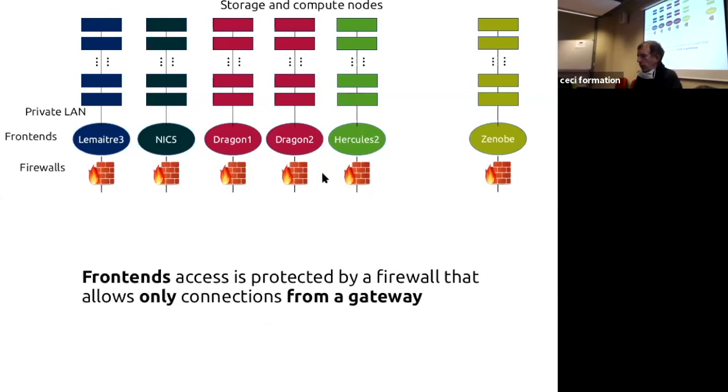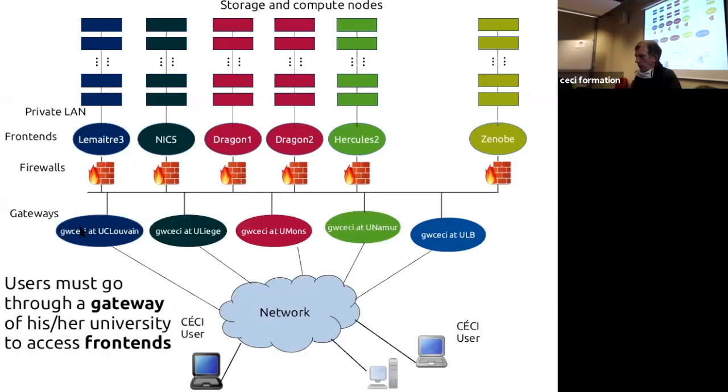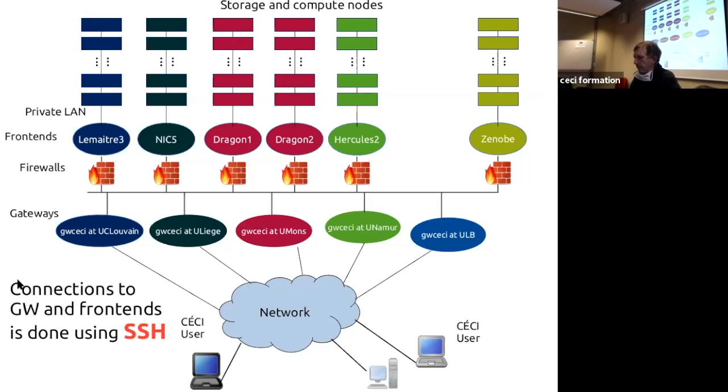Those front ends are behind a firewall that prevents connection from any computer except a gateway of the university. So those are the gateways from each university, and the user from UCL should connect through the gateway of UCL, for ULEG and so on. And here is where you use SSH. So you connect to the gateway, or to the front end through the gateway, using SSH.